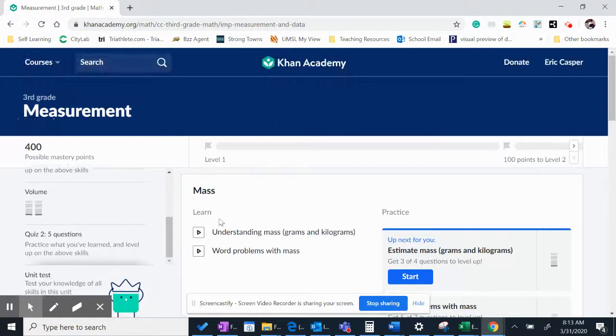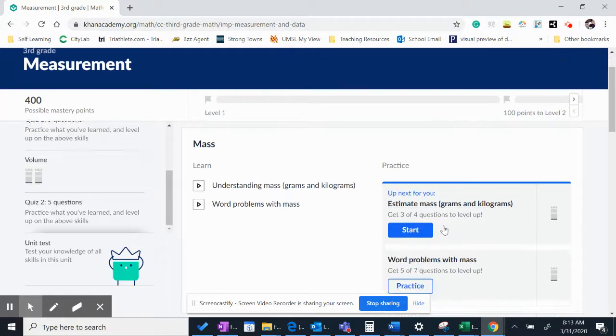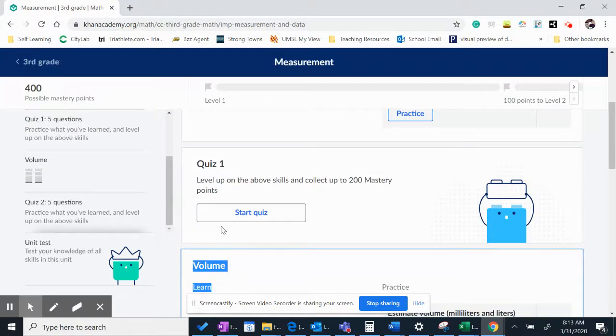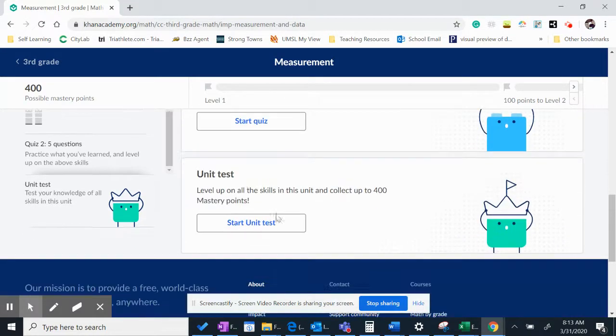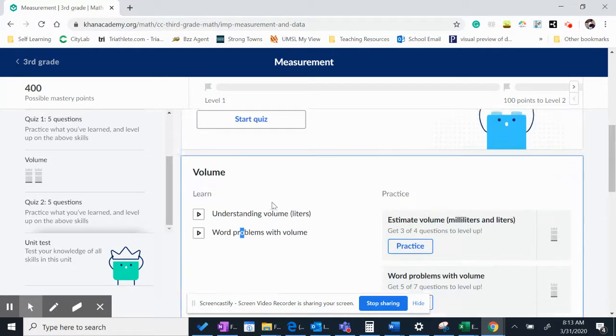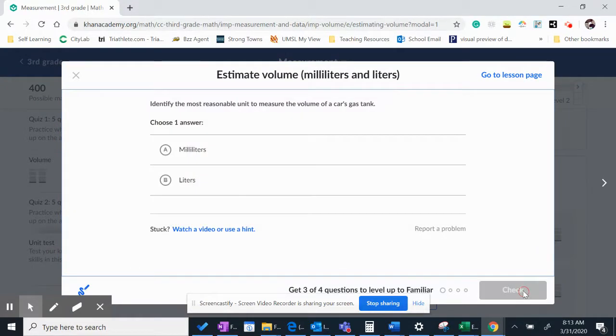It has videos here on the left side to help you and your kid out, as well as practice over here. And then afterwards, you can take a quiz, go on to the next section, volume, take a practice, take a quiz. And actually, at the very end, you can test your kid on mastery. But these are just interesting aspects of what we have here. But we're specifically going to be working on volume today. So I just wanted to show you the practice, and you guys will get a chance to do this on your own today. But what we're working on today is specifically figuring out a reasonable unit to measure.